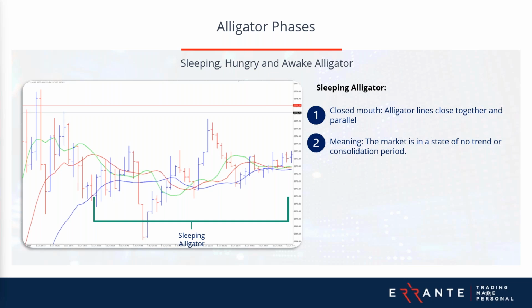When the alligator is sleeping, it means the market is not trending. Instead, it's in a consolidation phase. During this period, the price oscillates within a narrow range and there is no clear direction. So what should we do, or what is the implication of the sleeping alligator? First, the lack of a dominant trend makes it challenging to make profitable trades, so there is no trend in the market, and the market is gathering momentum, preparing for a potential breakout. So we shouldn't be disappointed if we see a sleeping alligator.